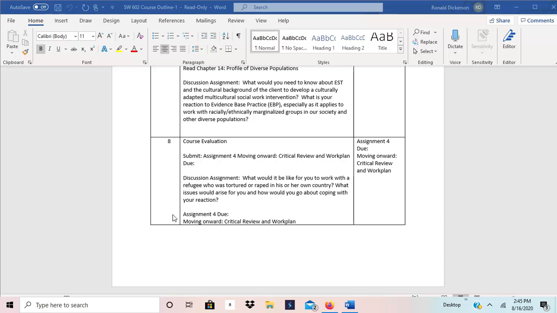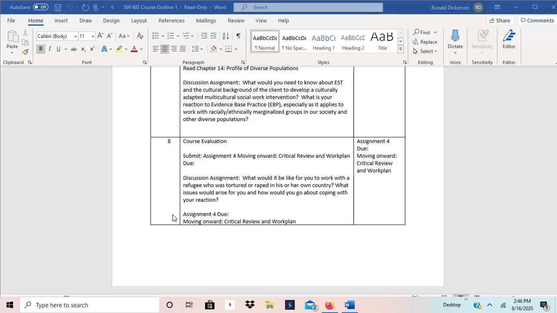So that ends what's required of you in the course schedule and where assignments are. I noticed we didn't talk due dates. I didn't put due dates there because when we get in Blackboard, you're going to see where things are and when things are due for you.